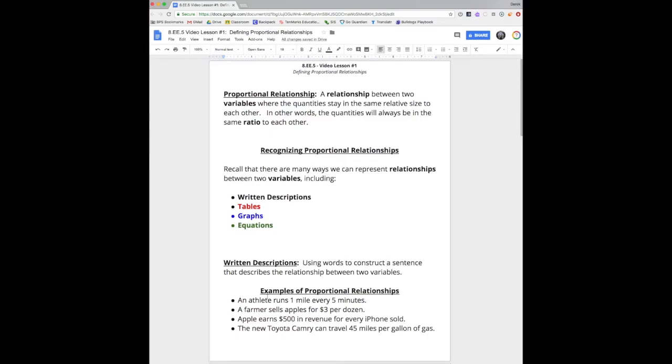Some examples of proportional relationships when they're shown or represented as a written description would be if an athlete runs 1 mile for every 5 minutes. They would run 2 miles every 10 minutes, or they could run 3 miles in 15 minutes, etc.